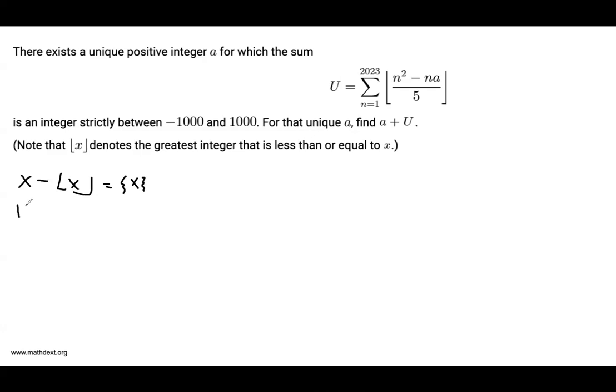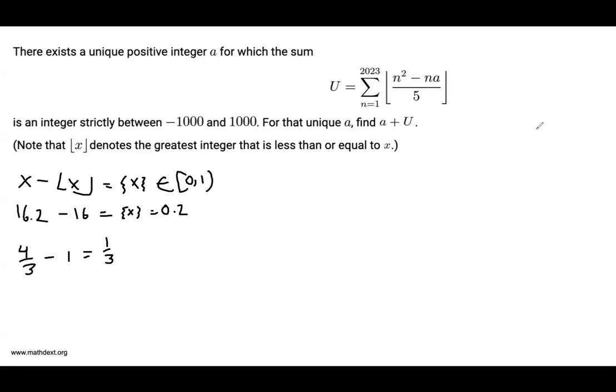For example, if x is equal to 16.2, floor of x is most definitely equal to 16, which means the fractional part of x is equal to 0.2. Similarly, if x is equal to 4/3, floor of x is 1 and the fractional part is 1/3. In every case, the fractional part is going to be in the interval from 0 to 1, where 0 is included and 1 is not included.